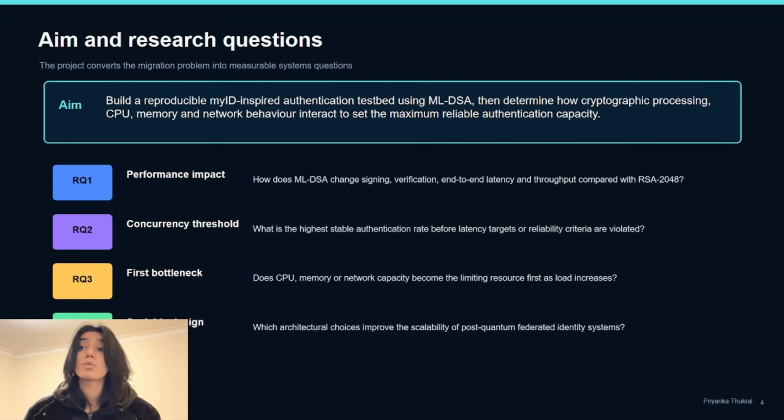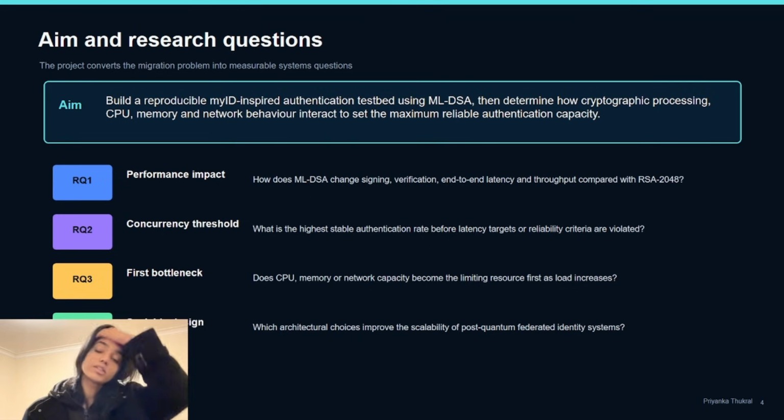Question two: what is the highest stable authentication rate before the latency target or the reliability criteria are violated? Third: does CPU, memory or network capacity become the first bottleneck? Then the scalability design.